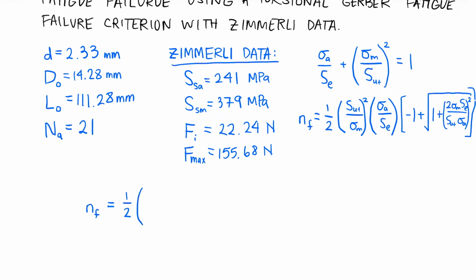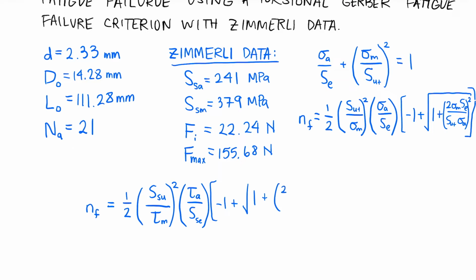So I have 1/2 of my torsional ultimate strength, or the torsional modulus of rupture, divided by my mean shear stress squared times the alternating shear stress over the shear endurance limit, times -1 plus the square root of 1 plus 2 times my mean shear stress times the shear endurance limit over torsional modulus of rupture times the alternating shear stress, that ratio squared, finish our square root, and close parentheses.